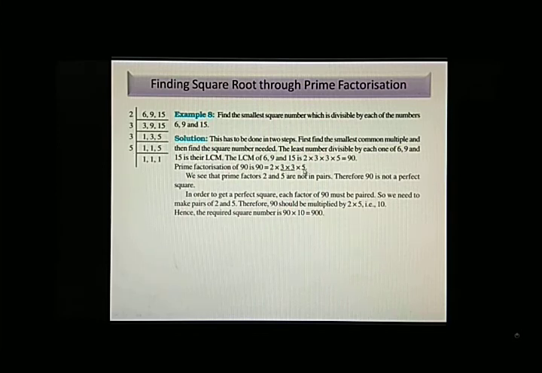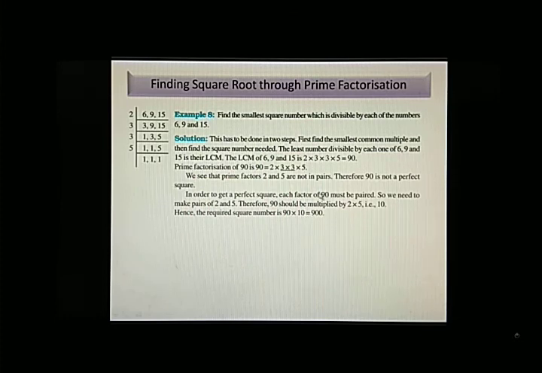2 into 3 into 3 into 5. And then what we'll do is we will start pairing. Here also again 3 is paired, but 2 and 5 are not paired. Now we have to find out what we have to do in order to make this number a square number. So obviously we have to supply another 2 and another 5. So if you supply another 2 and another 5, that will turn out to be 2 into 5, that is 10, meaning an extra 10 we have to put in, so that the number becomes a square number.